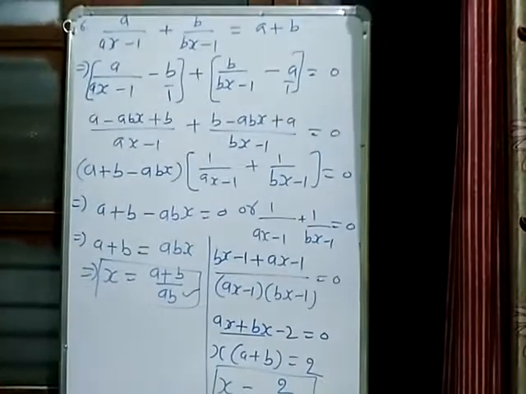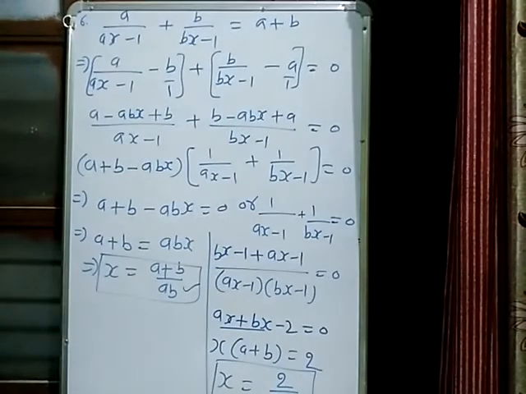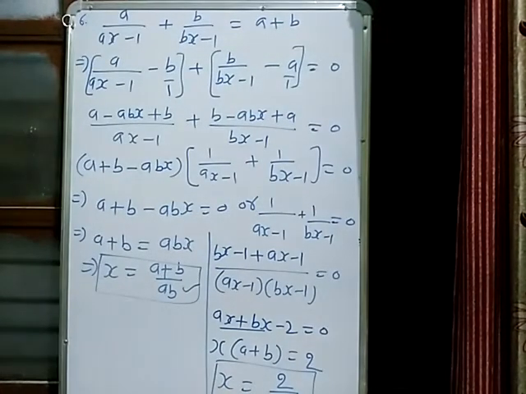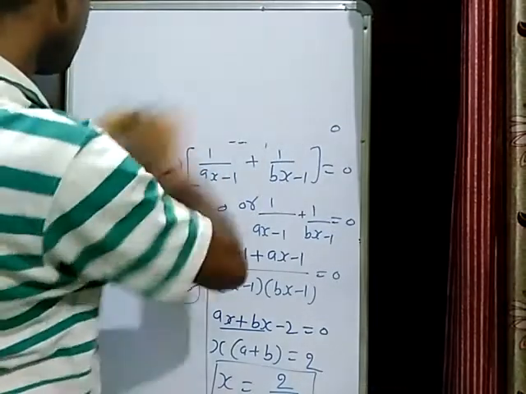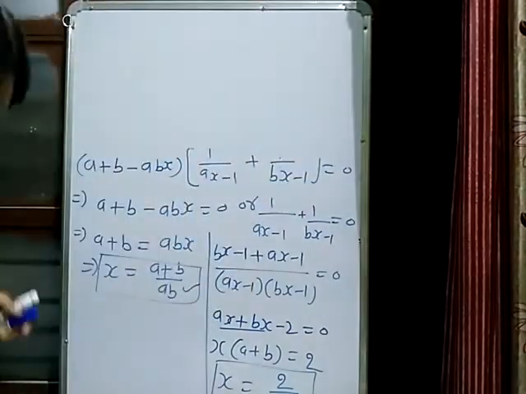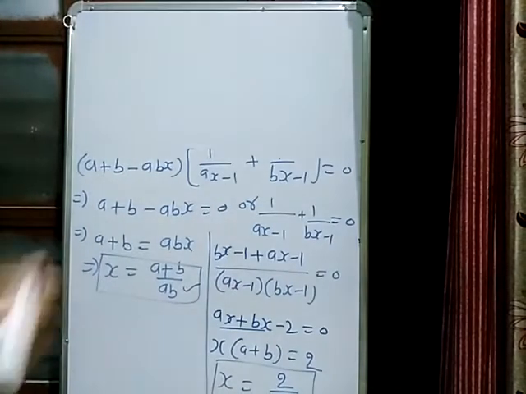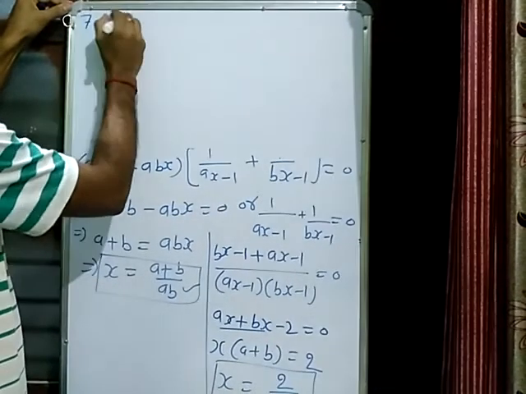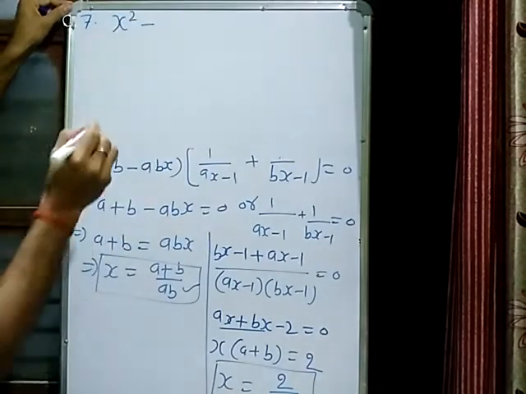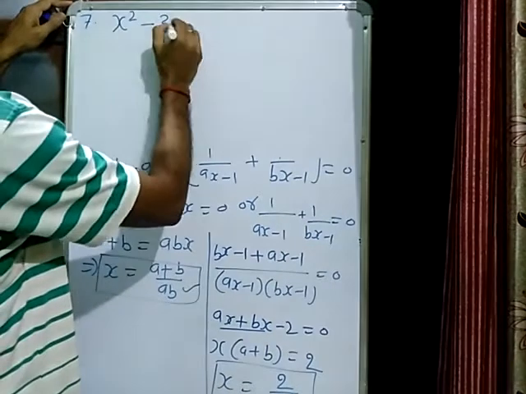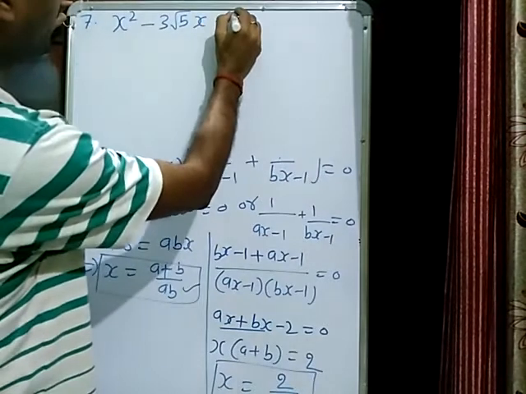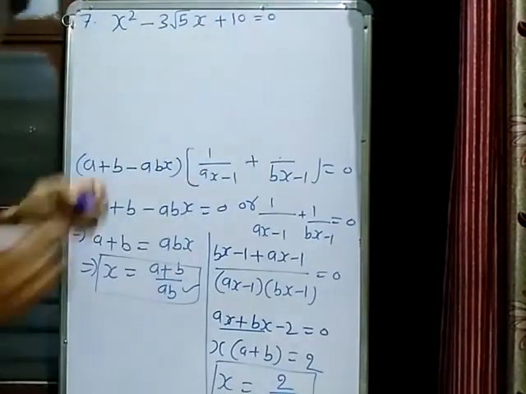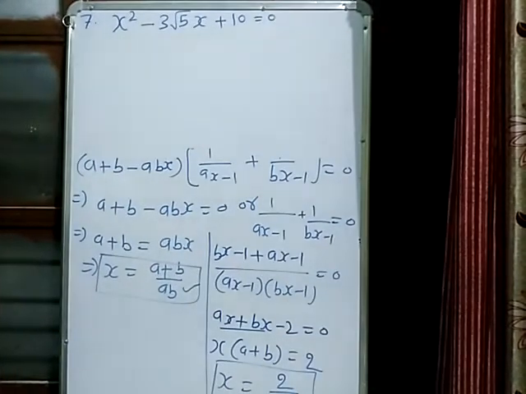Okay. Next question, question number 7. Solve x square minus 3 root 5x plus 10 is equal to 0 using the factorization method. So we need to solve this question by using the factorization method.